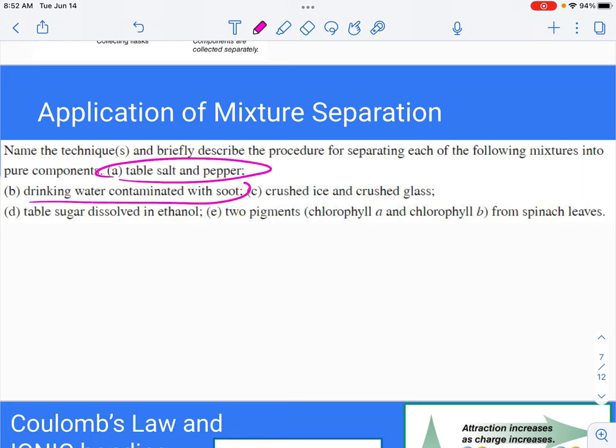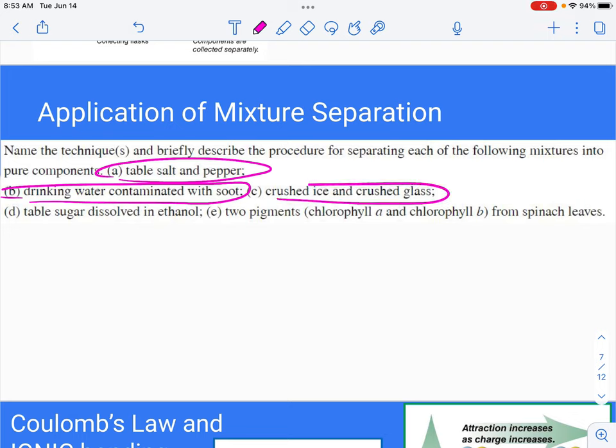If we have drinking water contaminated with soot, soot is pretty large particles. This is what's left over after a fire burns. It's the black stuff you see in the smoke. So this would be a grayish colored water, and we could filter it. That would stop the soot in the filter paper and let the drinking water go through. That should be all, right? So if it's just soot, those are pretty large particles. We can see them. They should get stuck in the filter paper. So that would be good.